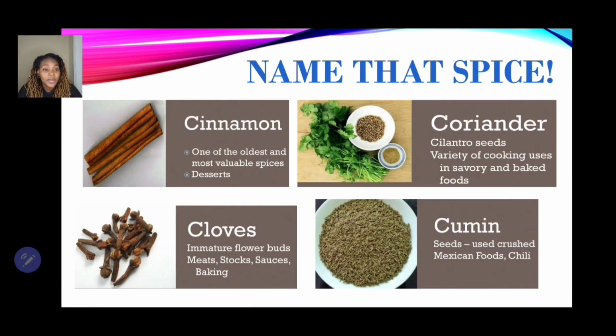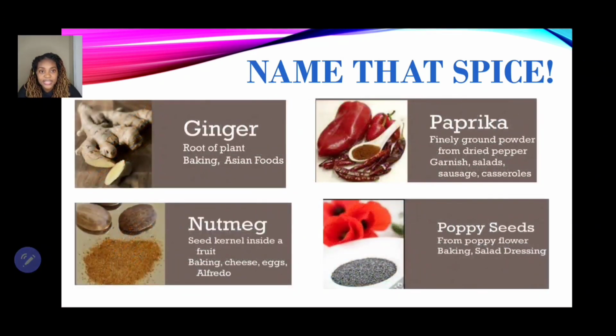There is coriander, and these are cilantro seeds, and they are used in a variety of savory and baked foods. There's also the cumin, and these seeds are used crushed in Mexican foods and also in chilies, right? There's also the ginger. Good. Ginger is also a spice, and it is a root of the plant. So remember, when we're talking about spice, it may be the bark of the plant, it may be the bulb or the root or the berry.